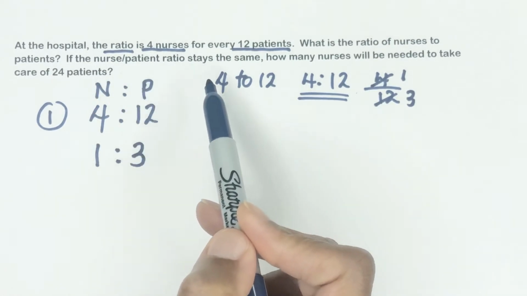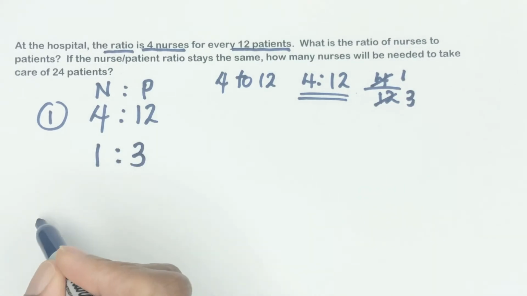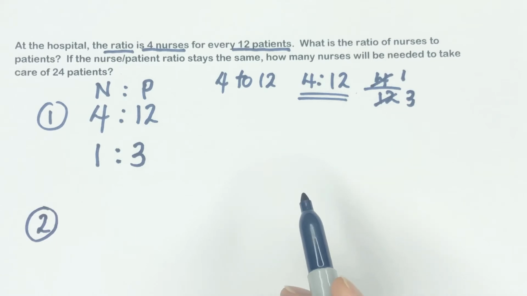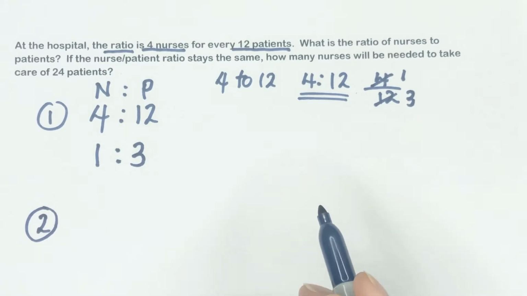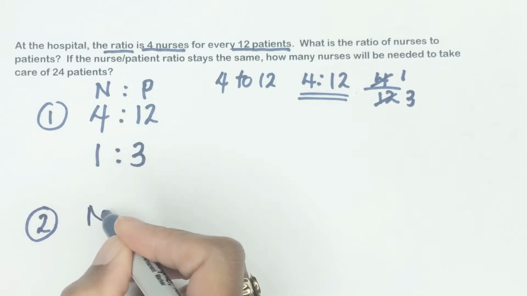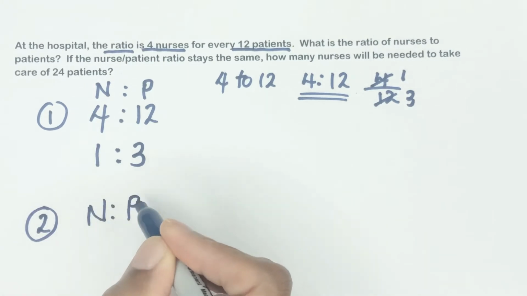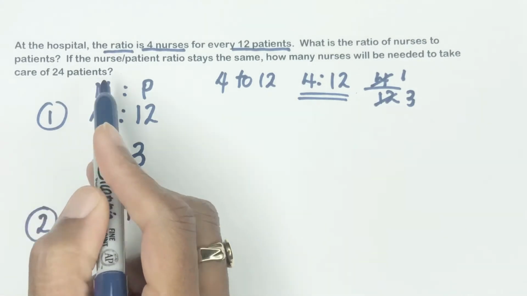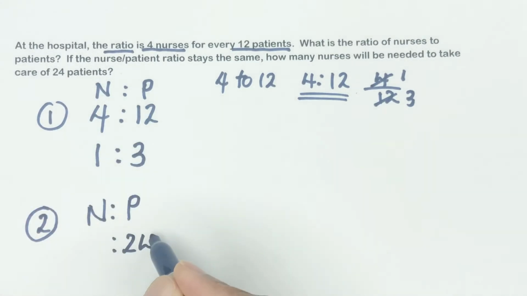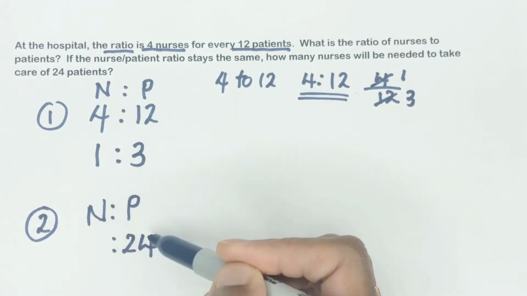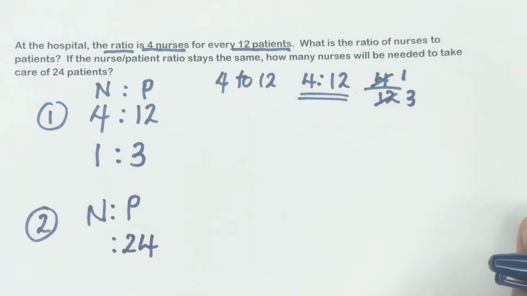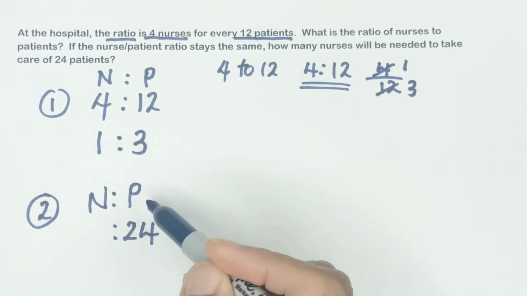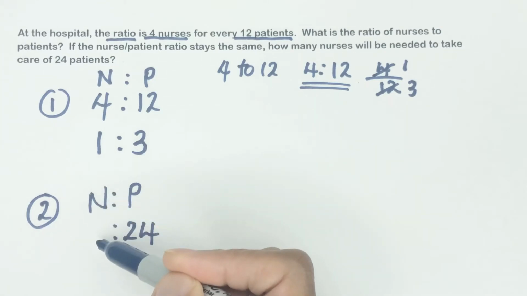Okay, now let's go for the next question. If the nurse-patient ratio stays the same, let's number it number 2. Second part, if it stays the same, how many nurses will be needed to take care of 24 patients? Once again, we still have the same ratio, nurses to patients, and 24 patients. If we put 24 on this side, you have to keep the same proportion, the same ratio as you go along. So if it's 24 patients, the question is how many nurses?